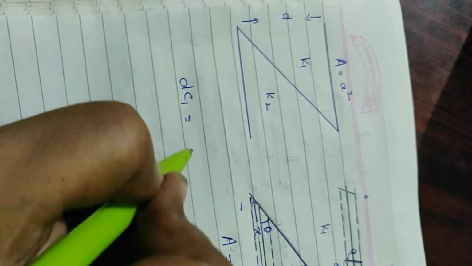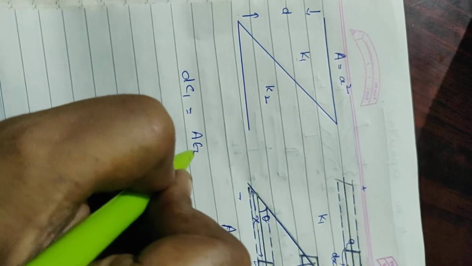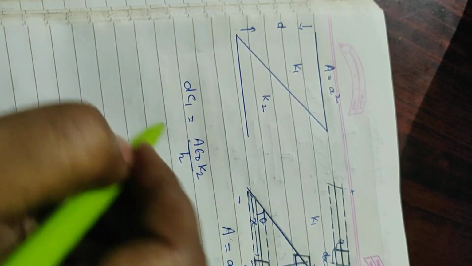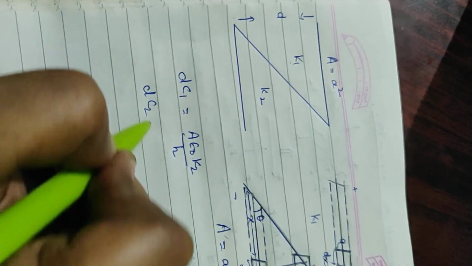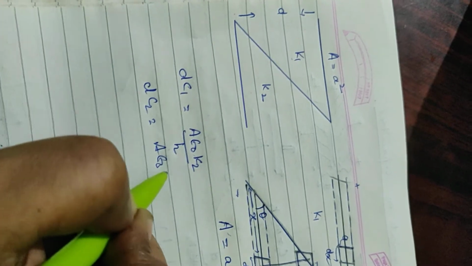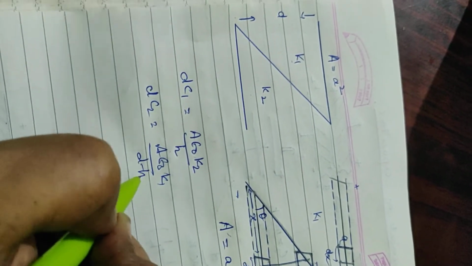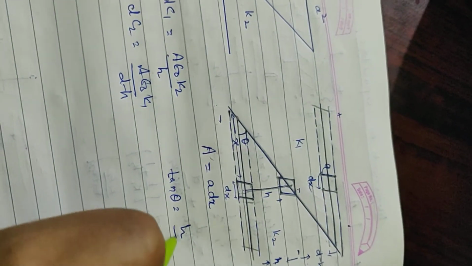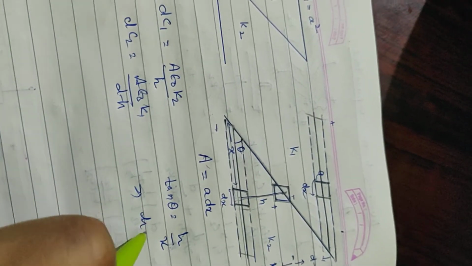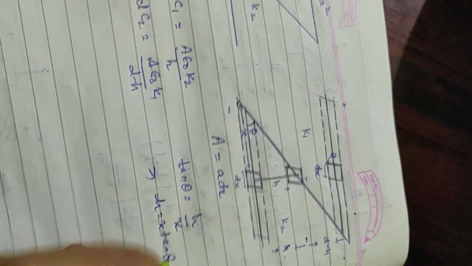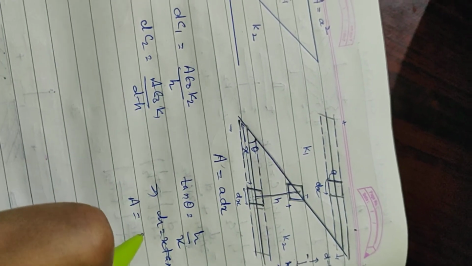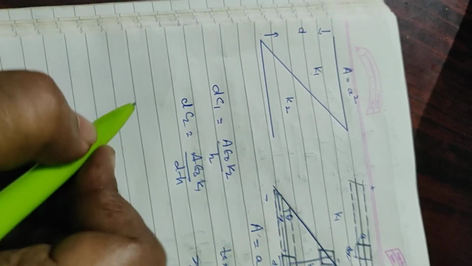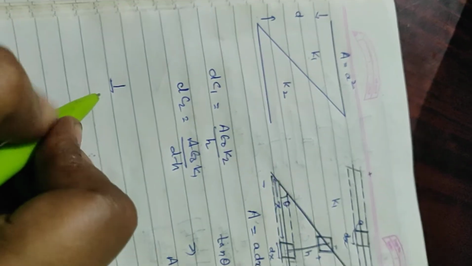So dc1 would be equal to area epsilon naught k2 by the separation which I have taken as h, and dc2 will be equal to again area A epsilon naught k1 by d minus h. From the figure we can see tan theta is equal to h by x. So h is equal to x tan theta. And what is A? A can be written as small a into dx. So we have dc1 and dc2, they are in series combination.